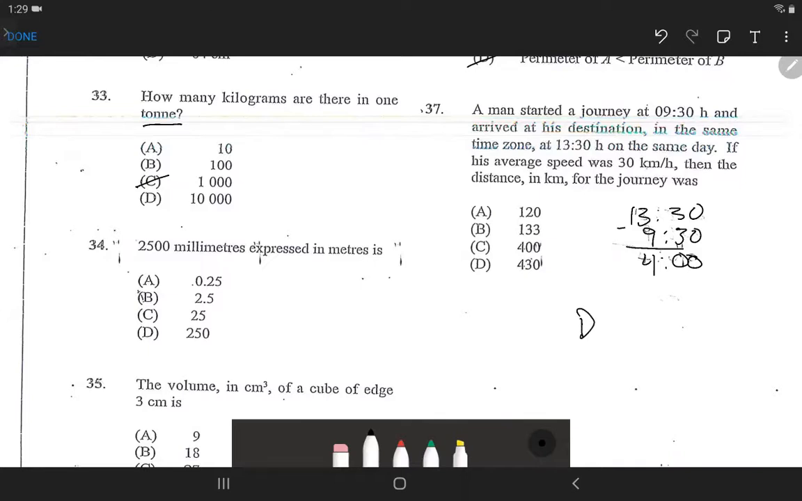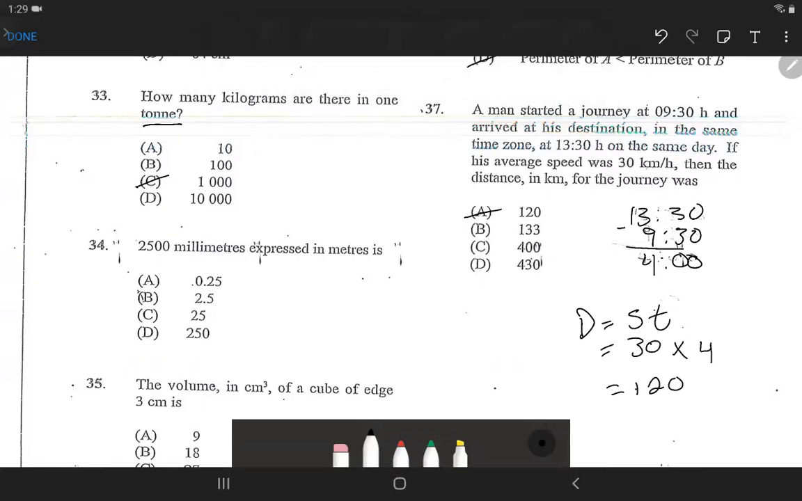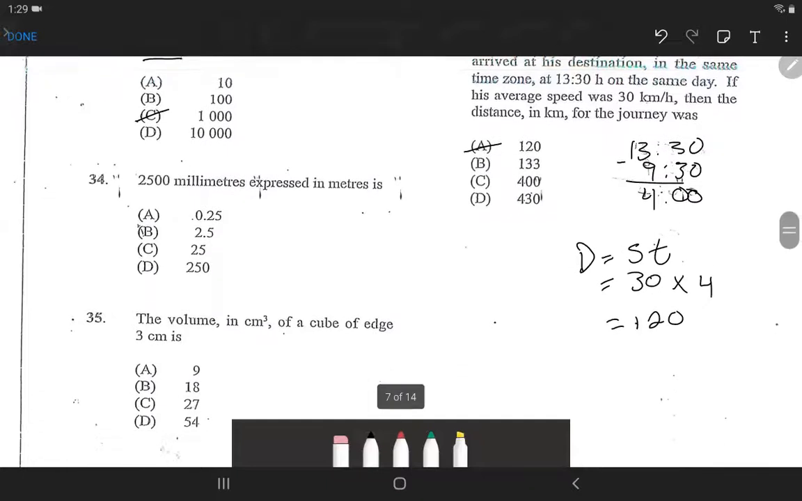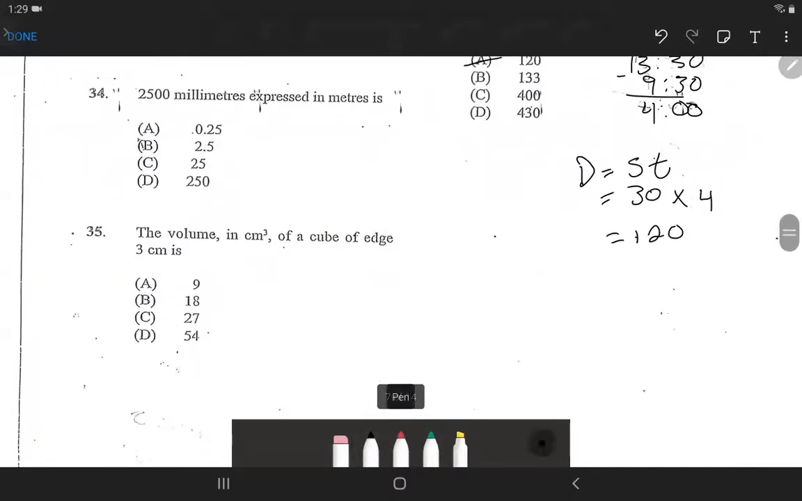So they want to know the distance. Remember, distance is speed by time. The speed was 30. You have to multiply that by 4 because it's 4 hours. 30 by 4 is 120. So that is A. 120, of course, kilometers. Right, don't forget to use the units.